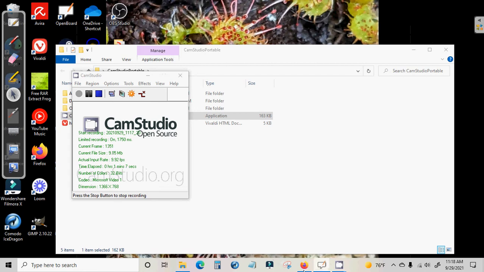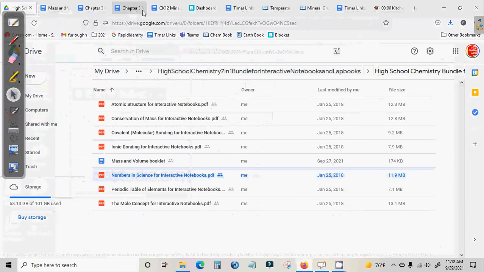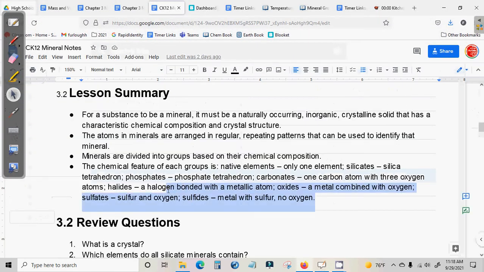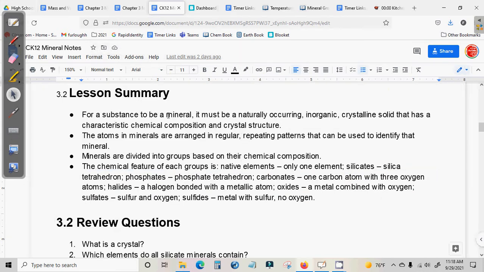So let me open up here. So we took a look at these notes. In order for a substance to be a mineral, it must be naturally occurring. That just means that it can be found in nature. It's not grown by an organism. It's not created by humans. It is just found naturally in the world.